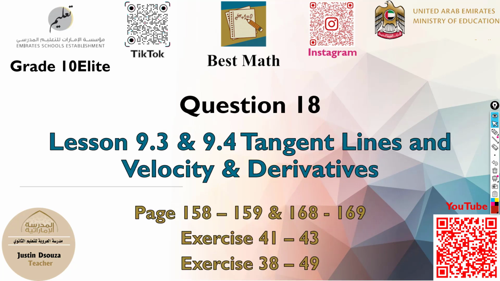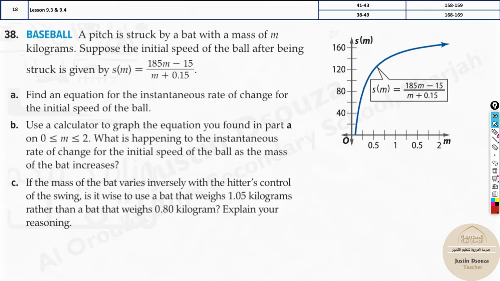We move on to the question 18, that is about tangent lines, velocity, and derivatives. Here we have a real world problem. A pitch is struck by a bat with a mass of m kilograms. Suppose the initial speed of the ball after being struck is given by speed with respect to mass is 185m minus 15 divided by m plus 0.15.